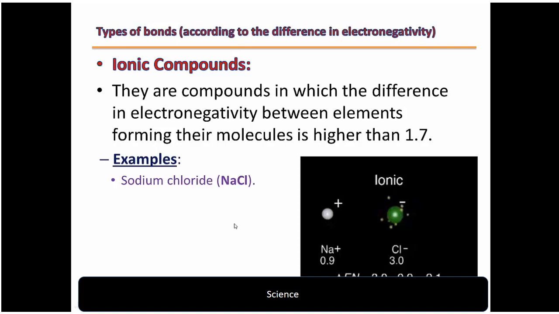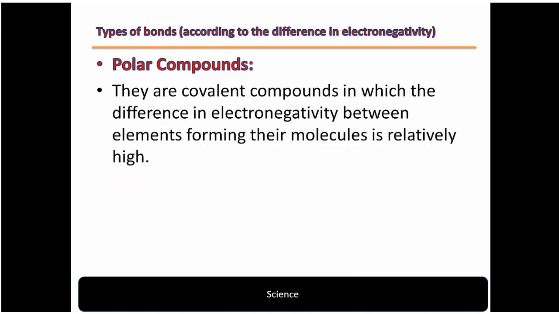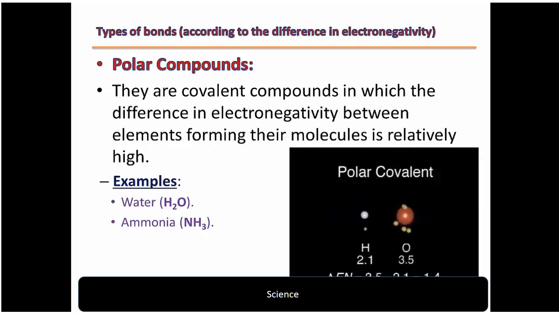ionic compound. Polar compounds. They are covalent compounds in which the difference in electronegativity between elements forming their molecules is relatively high. Examples: water, H2O, and ammonia, NH3. As you can see, the difference between electronegativity of hydrogen and that of oxygen is equal to 1.4, which is less than 1.7. But it's still relatively high, so water is a polar covalent compound.